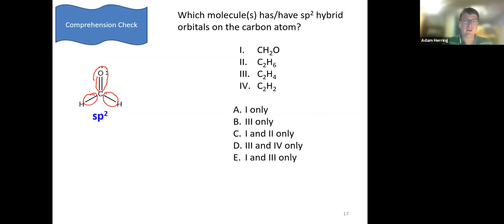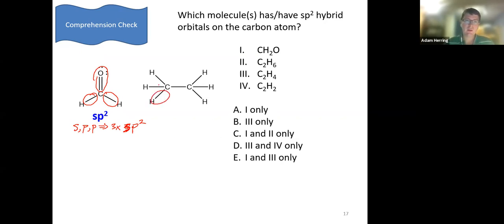We have 3 domains, so this needs 3 hybrid orbitals. So we take 3 atomic orbitals. We take 1 s and 2 p orbitals. We mix them up to get 3 orbitals that are 1 part s and 2 parts p. For C2H6, this is that molecule.